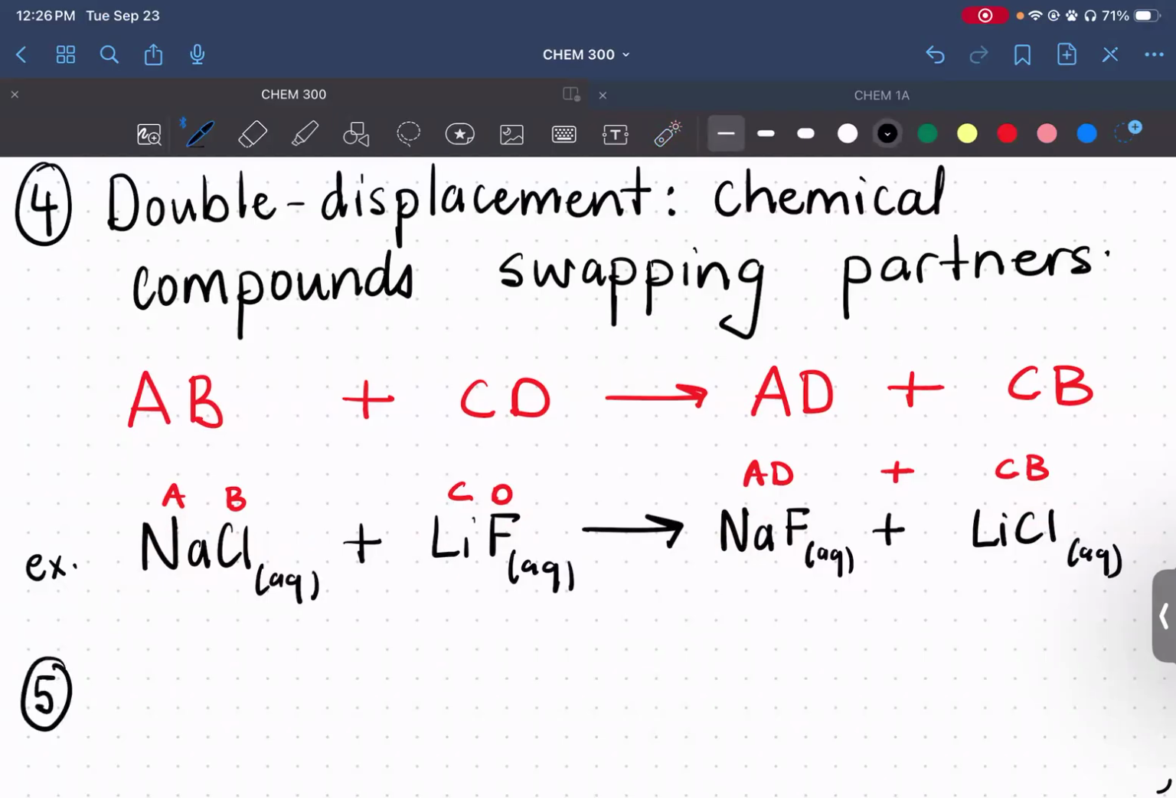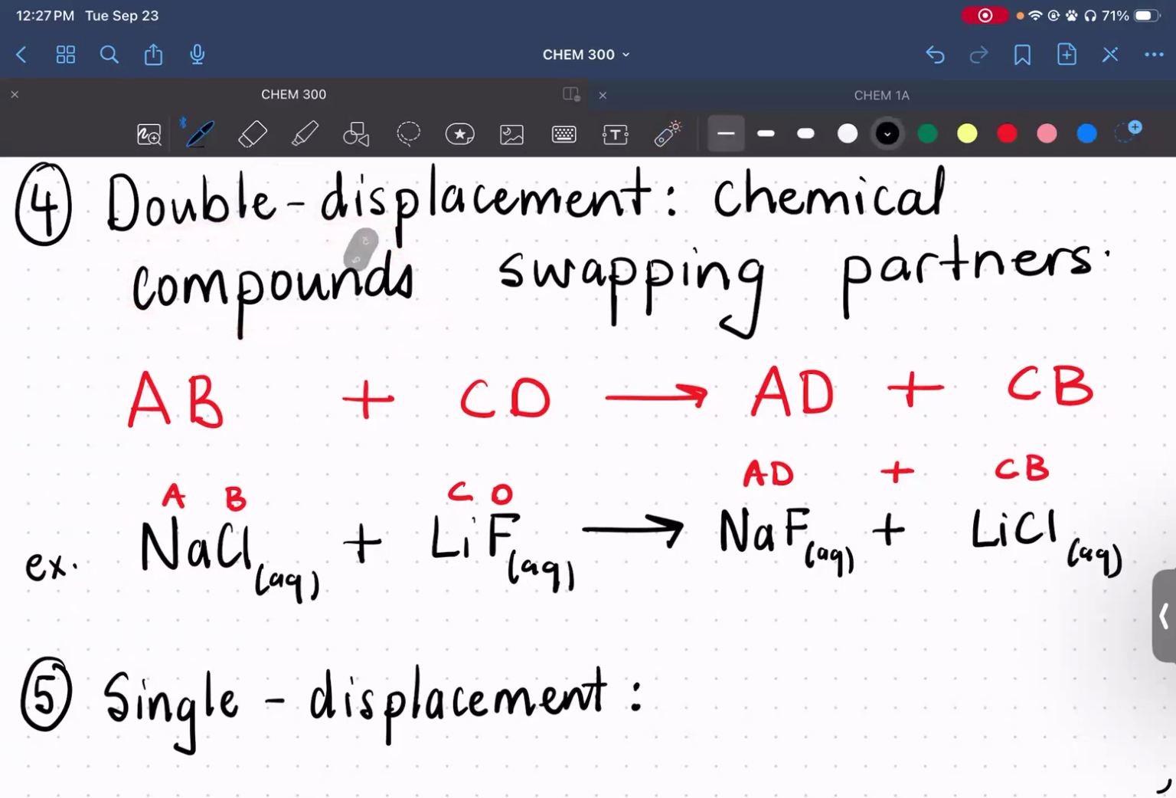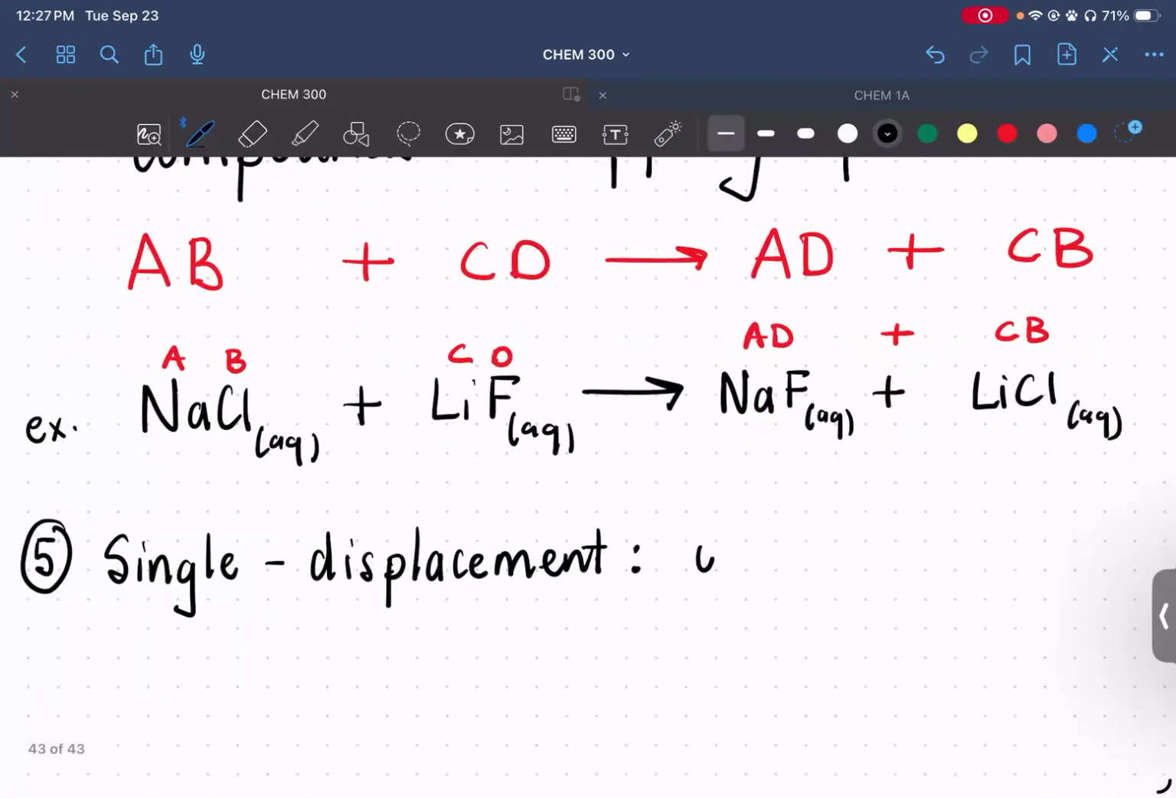Let's look at our last one. Single displacement. Both double and single displacement involve, well, displacement. In double, chemical compounds swapped partners. In single displacement, one element replaces another.